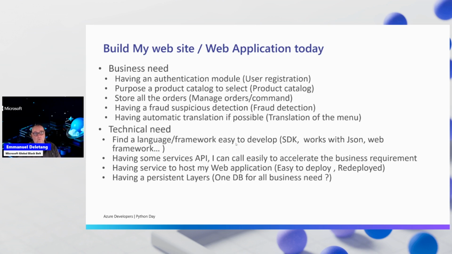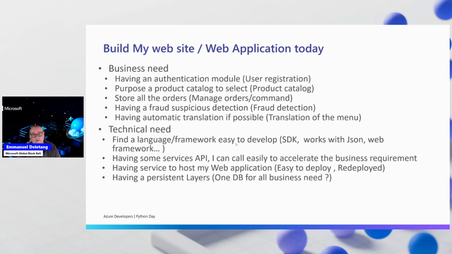We will store all the orders of the people and make some aggregations: how many orders have you made, how much have you spent, for example? And as it's an online delivery system, they want fraud suspicion detection. If I order from Paris but use an IP from the US, maybe it's a fraud detection. And of course, we want multiple languages. Why can I not use a translation system, especially for the menu?